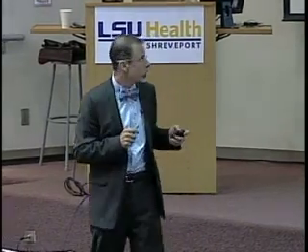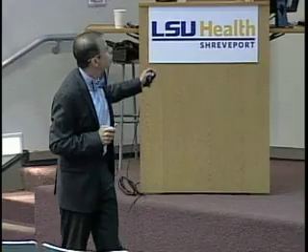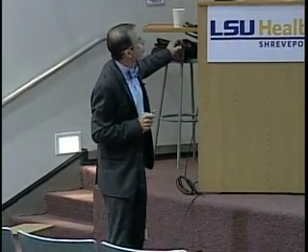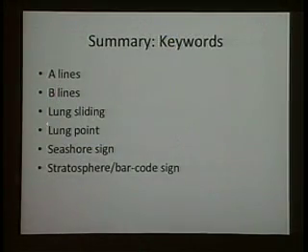Or the other way around. You see what you think is an effusion on X-ray. You do your ultrasound, you find nothing. It's probably a consolidated lung or something else. Again, the echo will help you troubleshoot that right away. So when you're looking at the lung, you're looking for certain particular signs: A lines, B lines, lung sliding, lung point, seashore, and barcode sign. It's a matter of doing this routinely.